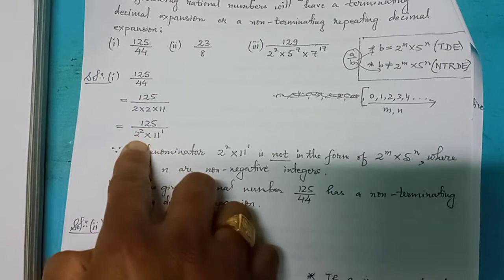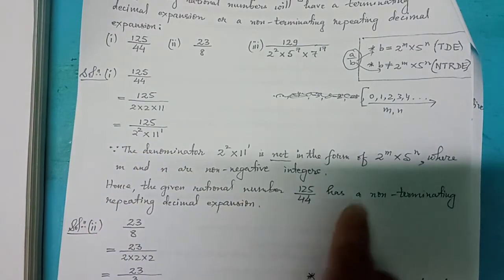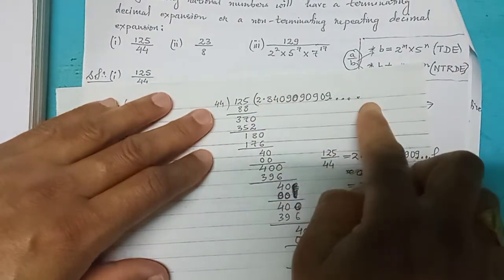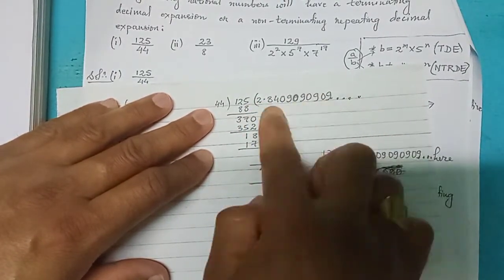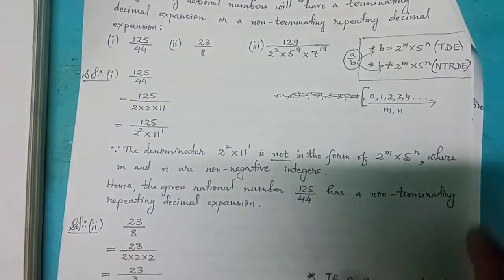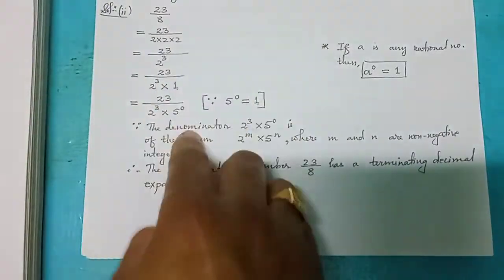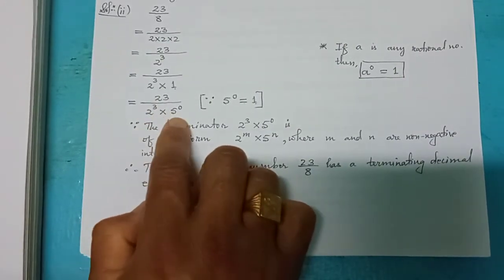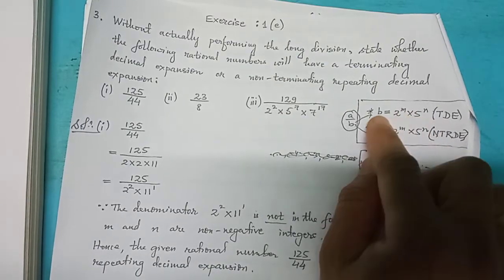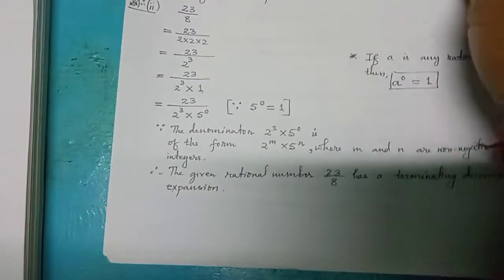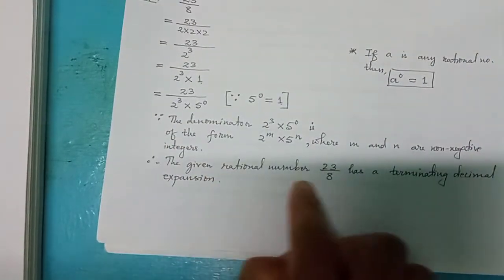So here we got non-terminating and repeating, and by dividing also we're getting non-terminating and repeating. Okay, 09, 09, 09 is repeating. And in number 2, we found without dividing, when we do the prime factorization of the denominator, that the denominator is in this form. Yes, see, it's matching this form. And if the denominator is in this form, it will have a terminating decimal expansion. Terminating, it will stop. So we conclude here the given rational number has a terminating expansion.